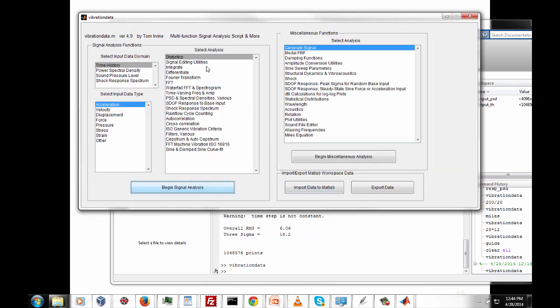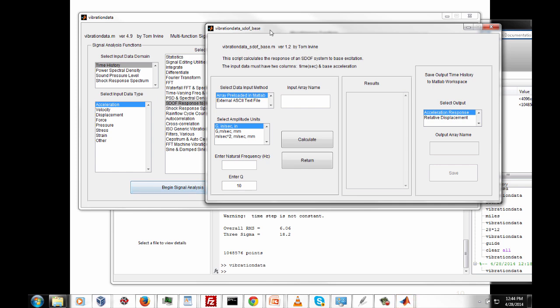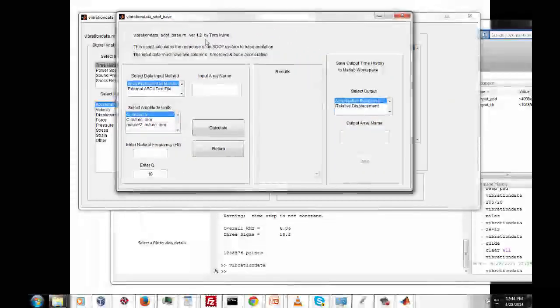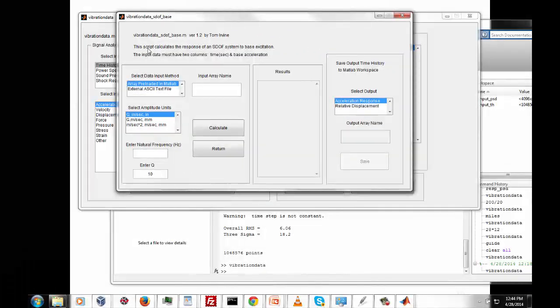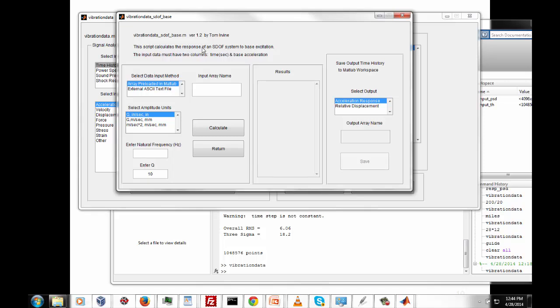And we're going to do a time history, single degree of freedom response to base input. This is where we implement our Smallwood algorithm. This is up to version 1.2. This script calculates the response of a single degree of freedom system to a base excitation. The input data must have 2 columns, time in seconds, and base acceleration.